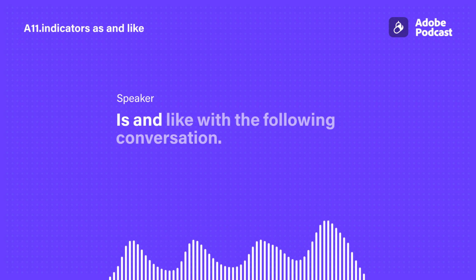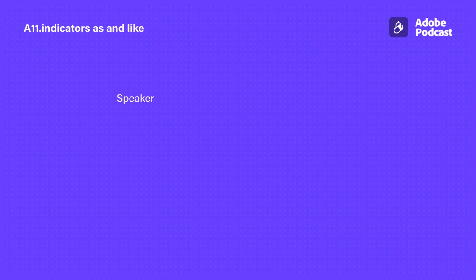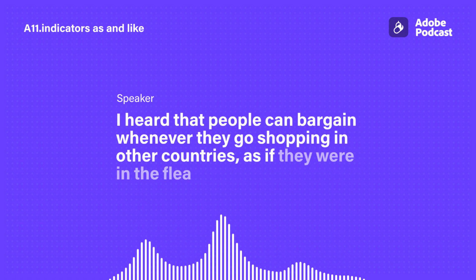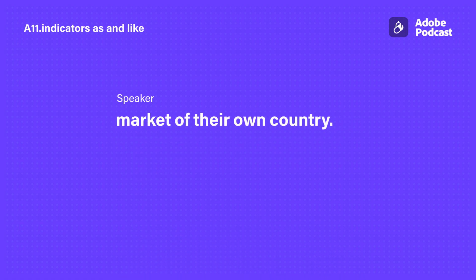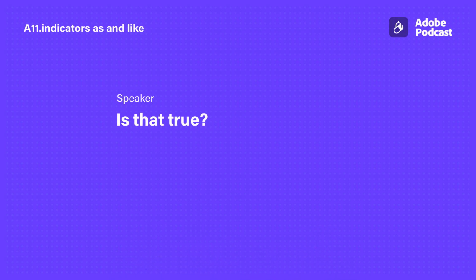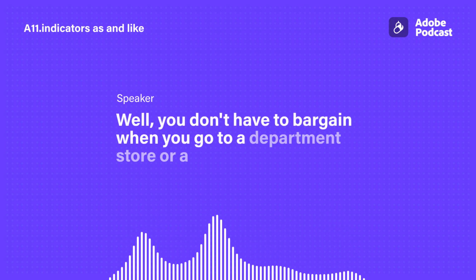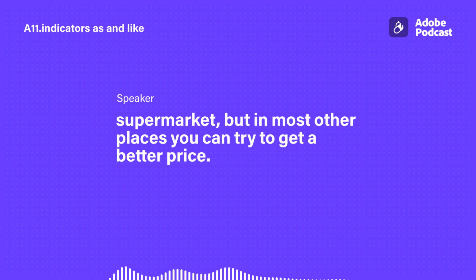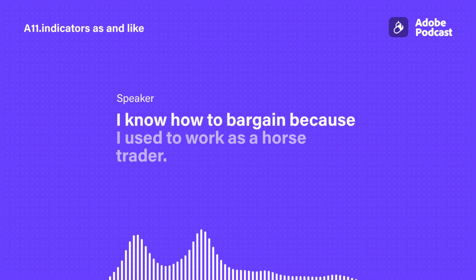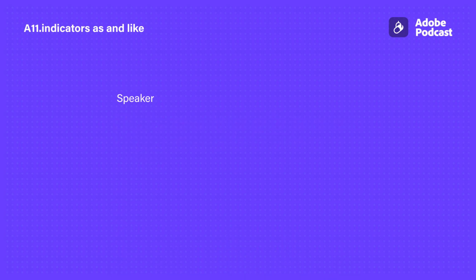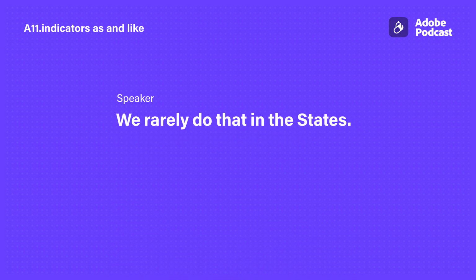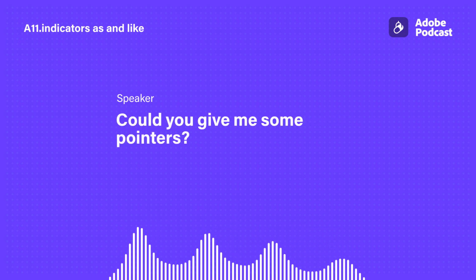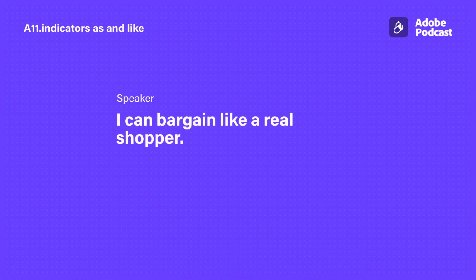Now practice the is and like with the following conversation. I heard that people can bargain whenever they go shopping in other countries, as if they were in the flea market of their own country. Is that true? Well, you don't have to bargain when you go to a department store or a supermarket, but in most other places you can try to get a better price. I know how to bargain because I used to work as a horse trader. We rarely do that in the States. I'm not really sure how to do it. Could you give me some pointers so I can bargain like a real shopper?